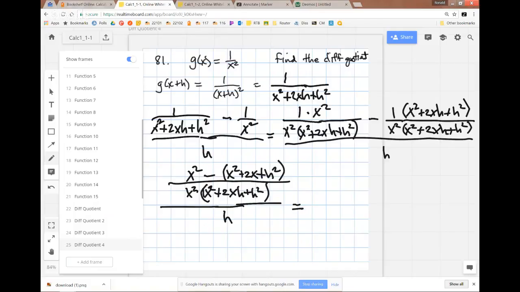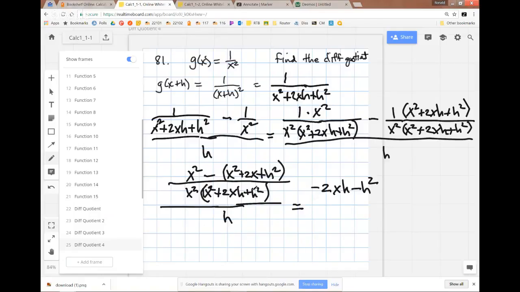In the top, what happens? x squared minus x squared. So I've got 2xh plus h squared. I'm sorry, those are minuses. So let me get that. So minus 2xh minus h squared.